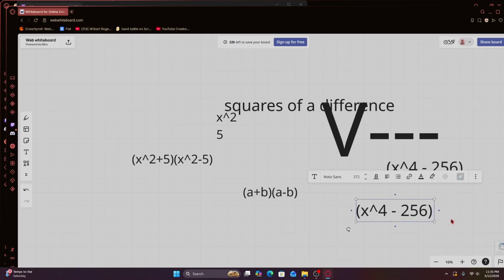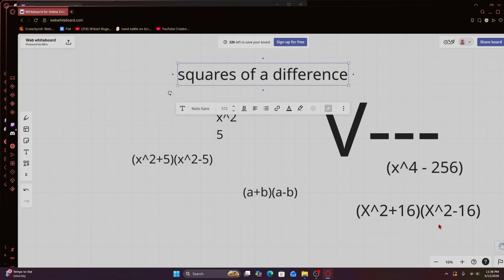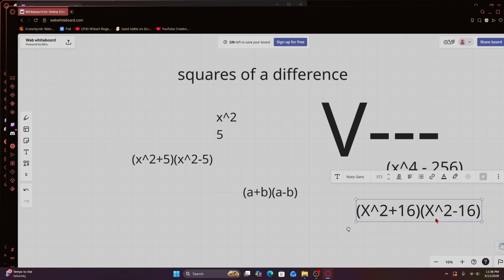So we do this. Now we're going to do our square to get x to the 2 plus, this is the square root of 16. Right, and then we're going to do the same thing but inverse, obviously. So x to the 2 minus 16. But you notice, x to the 2 minus 16 is also a square of a difference. So, we're going to simplify it down even more.